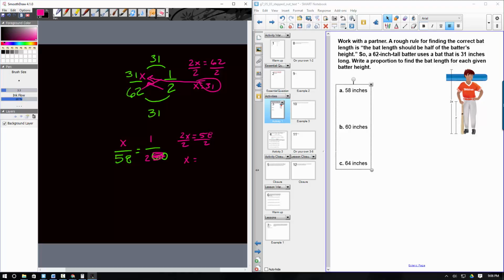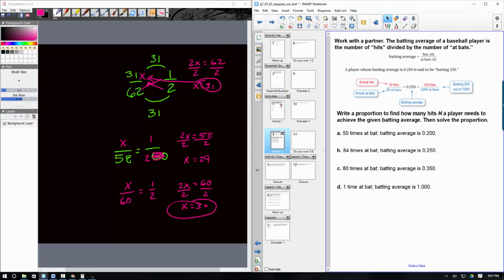x equals 29. And for the 60, I do the same thing where I put down x over 60 equals 1/2. Do that means and extremes property or cross multiplying, and I have 2x equals 60, divided by 2, and x equals 30. And that's the answer. And the last one, of course, is 64. Half of that is 32.